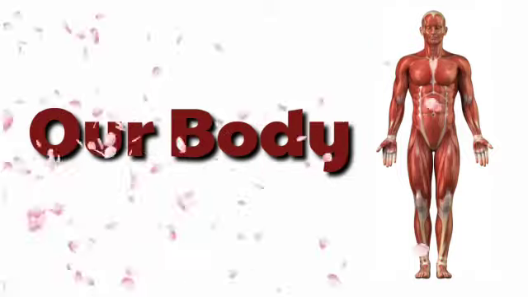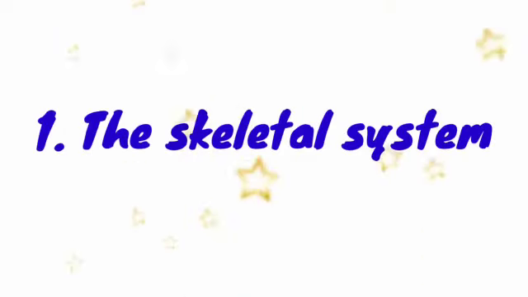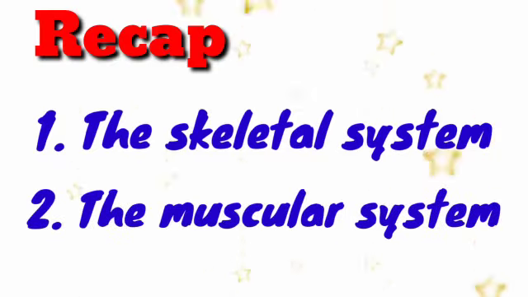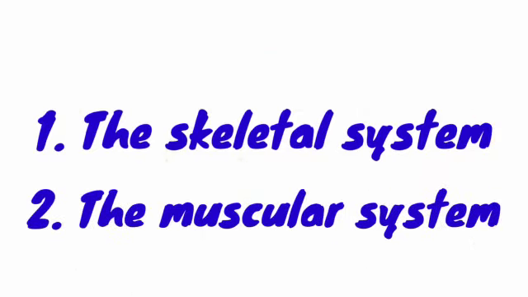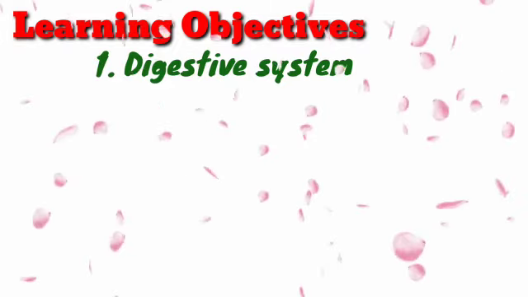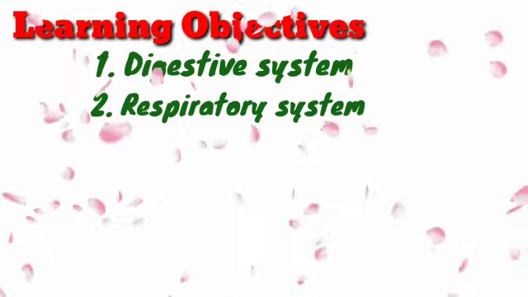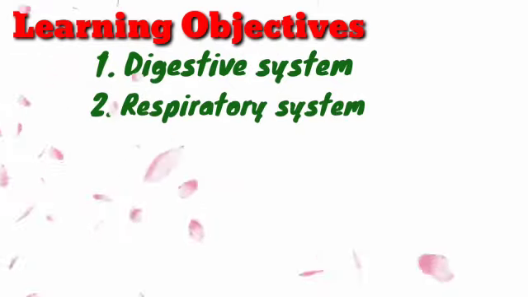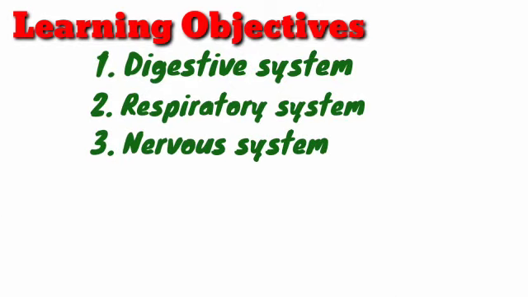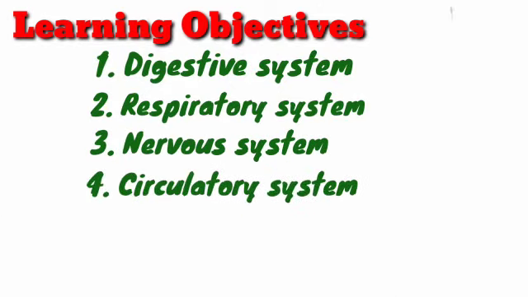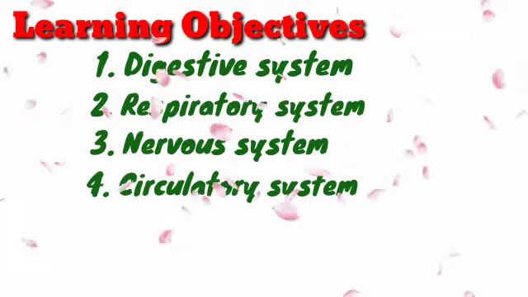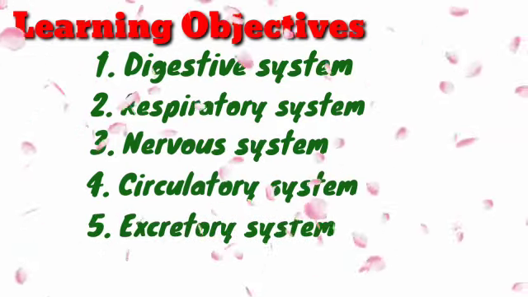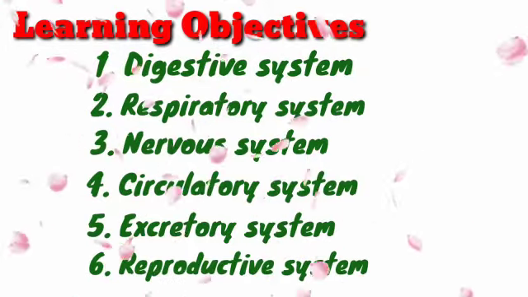In the previous session, we learnt about the skeletal system and the muscular system. In this session, we will learn about the digestive system, respiratory system, nervous system, circulatory system, excretory system, and reproductive system.